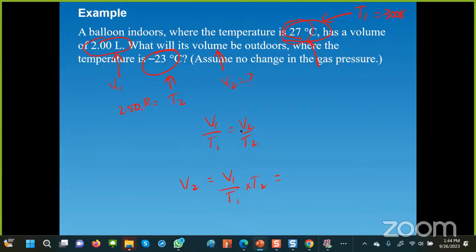All right. So we put the numbers in. V1 is the 2.00 liters multiplied by T2, which is the 250 Kelvin, divided by the 300 Kelvin for T1. And then we do the number crunching. So that's 2 times 250 divided by 300. And according to my calculation, this works out to be 1.67 liters. So that would be what the question is asking for.